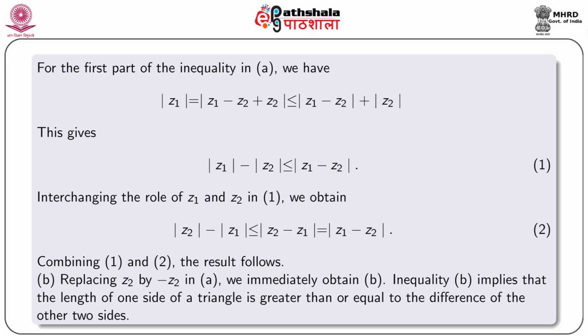Interchanging the role of z1 and z2 in number 1, we obtain modulus z2 minus modulus z1 is less or equal to modulus (z2 minus z1), which equals modulus (z1 minus z2), and this is number 2. Combining these two, the result follows. For number 2, replacing z2 by minus z2 in number 1, we immediately obtain number 2. Inequality in number 2 implies that the length of one side of a triangle is greater than or equal to the difference of the other two sides.